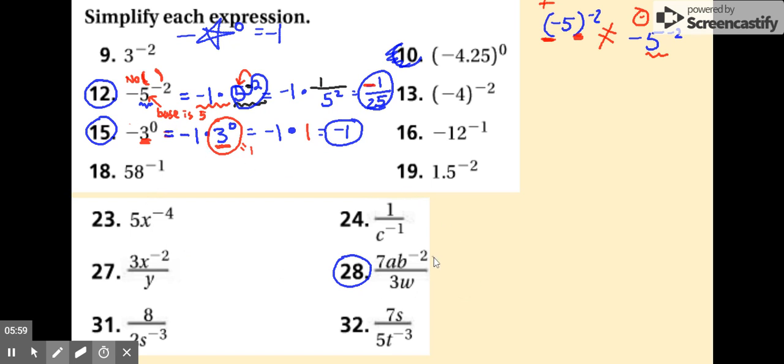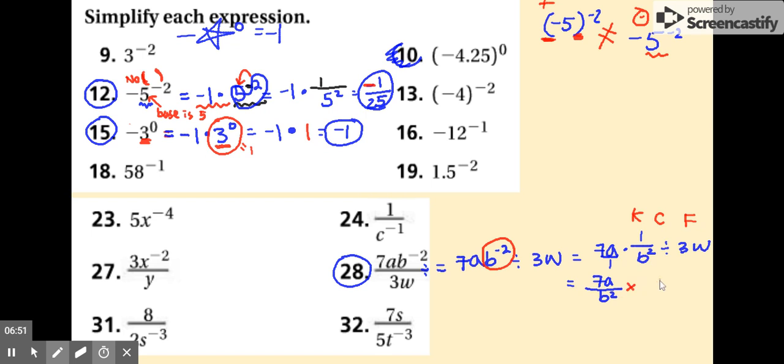What about 28? I'm going to go over 28. So 7a, b to the negative second power. I'm going to use the division symbol between the numerator and denominator, divided by 3w. Okay, so now let's do keep, change, flip. Before I do that, I really want to simplify this part first. So it's going to be 7a times 1 over b squared, divided by 3w. I didn't do keep, change, flip yet. I'm going to just put over 1. So it's going to be 7a over b squared, divided by 3w. Now I'm going to do keep, change, and flip. So keep, change, and 3w over 1, you flip it, 1 over 3w.